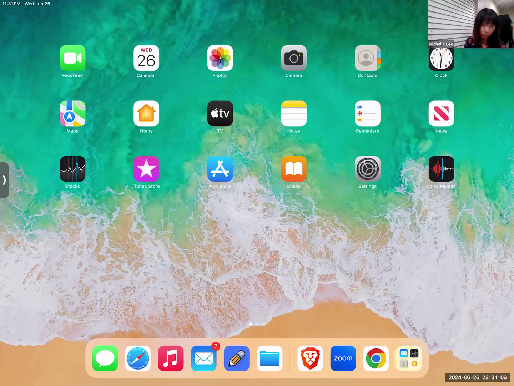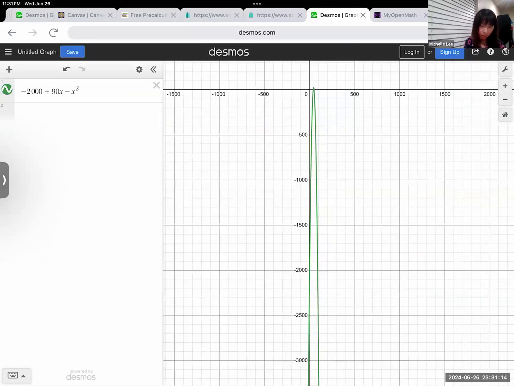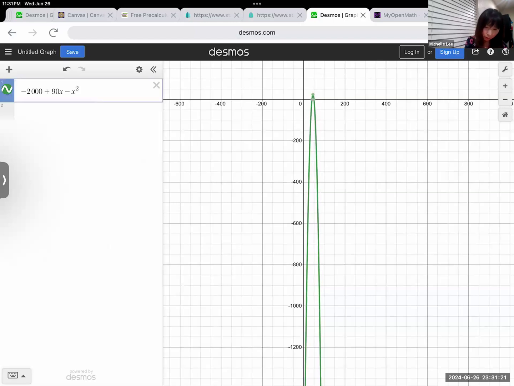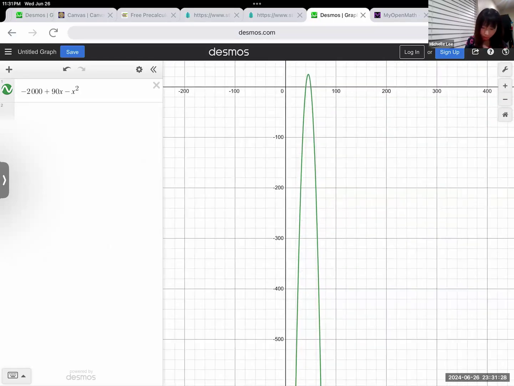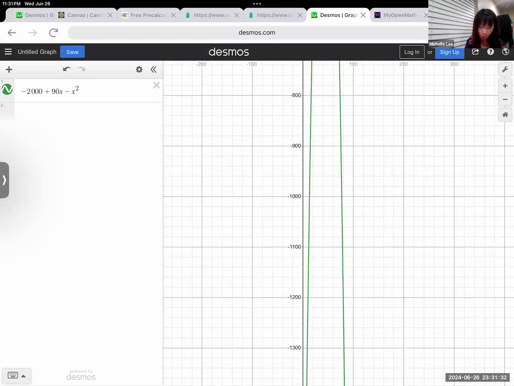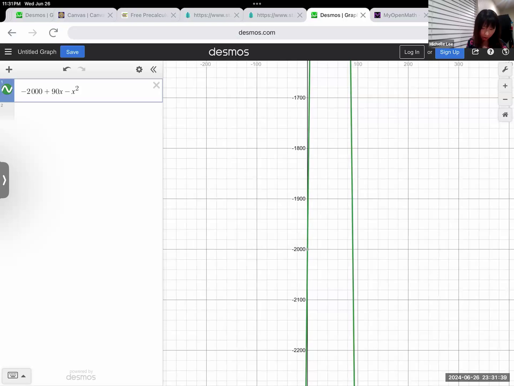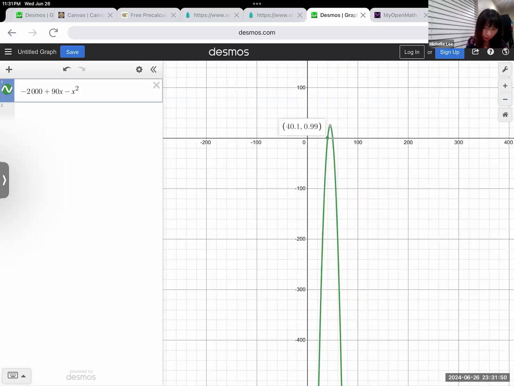Where is it here? So this one? Okay. So here, let me make it a little bigger so that we can see the maximum, right? So this is the 45. Okay, wait a minute. The x-intercepts here too. We cannot see the y-intercept. The y-intercept is negative 2000 here, right? Oh, that's too much. And then let me just screenshot here. So these are the x-intercepts 40 and 50, and that's the maximum, right? So let me screenshot.